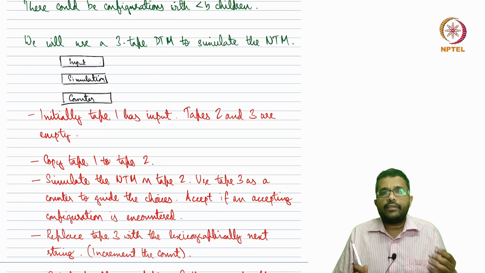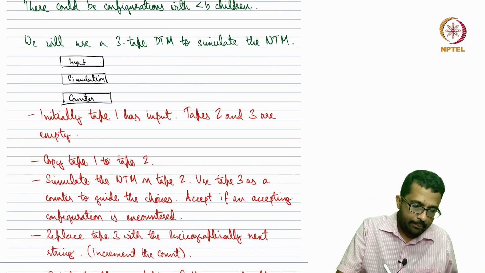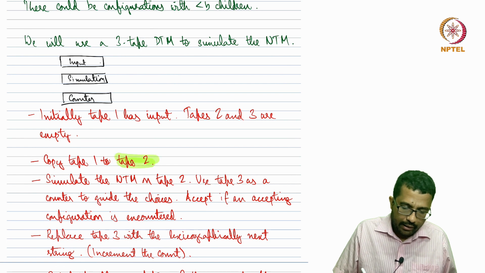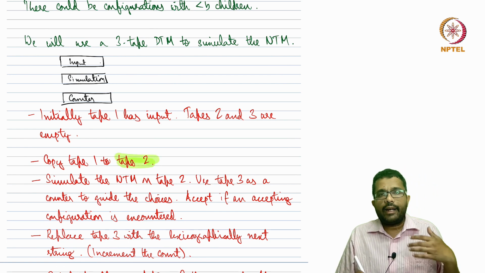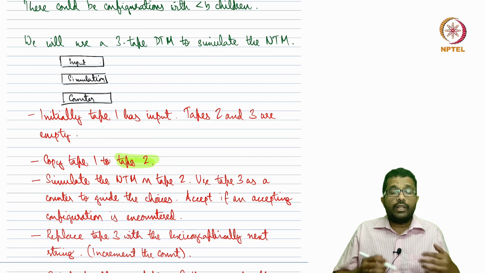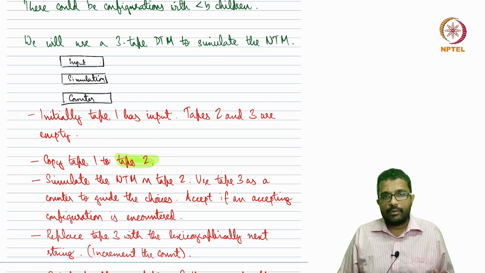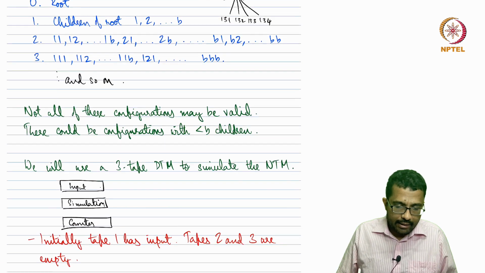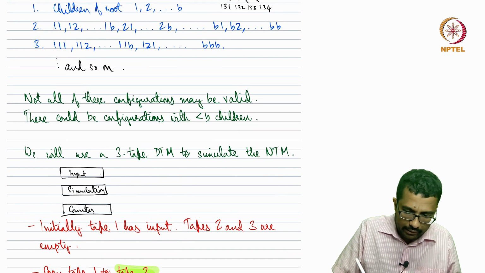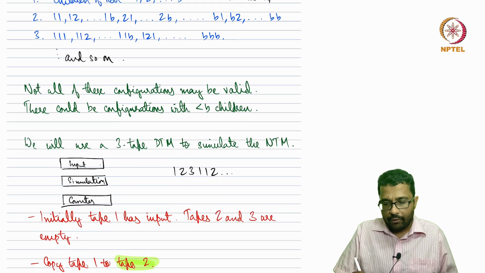So initially we have the input in tape 1, and we copy the tape 1 content, which is the input, to tape 2, right? And in tape 2 we simulate the non-deterministic Turing machine move, but we do not have non-determinism, so we cannot automatically try out all the possible moves at once. Instead, let's say the counter in tape 3 is 1 2 3 1 1 2 something, then we will follow this path.